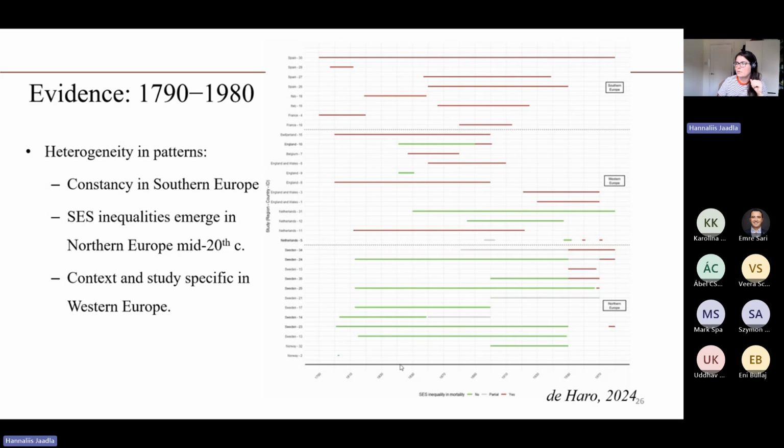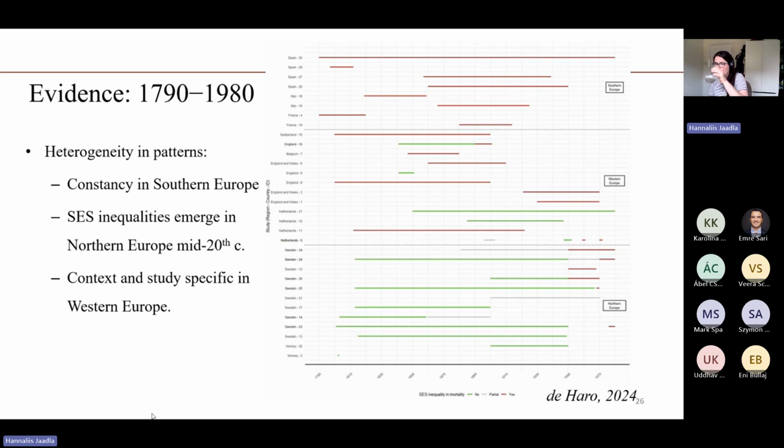And in Northern Europe, which is mostly Sweden, there are 2 studies on Norway, it's more, I would say, a classic pattern that we all know of, that there are no gradients in SES inequalities until kind of the 1940s onwards, when you see the emergence. But that showcases the kind of variation that you have in different contexts in these studies.